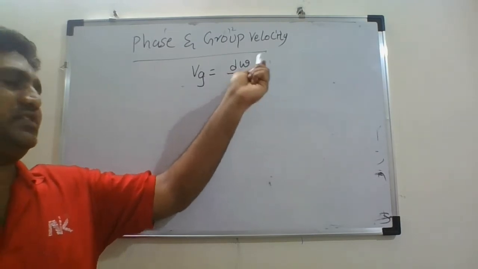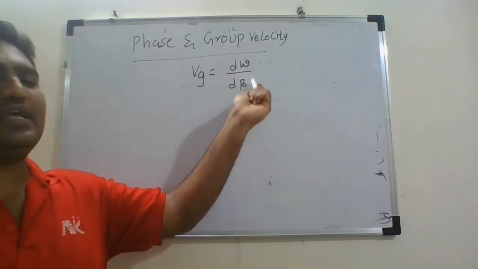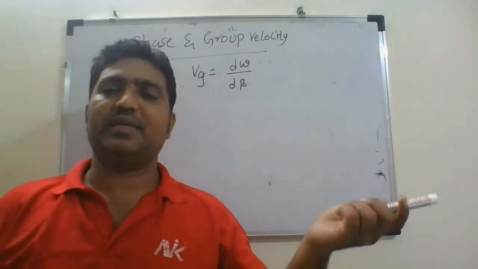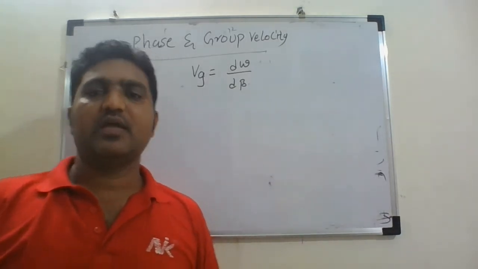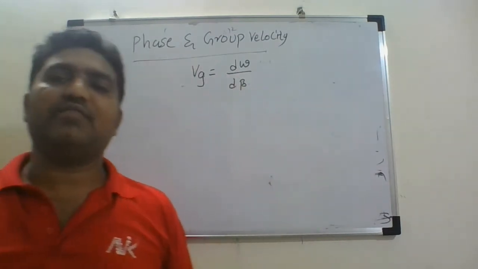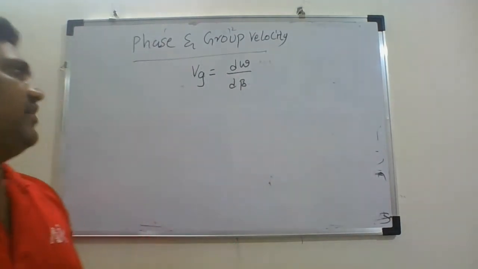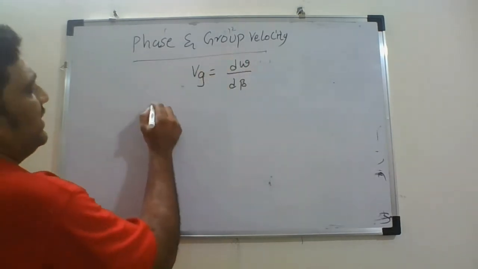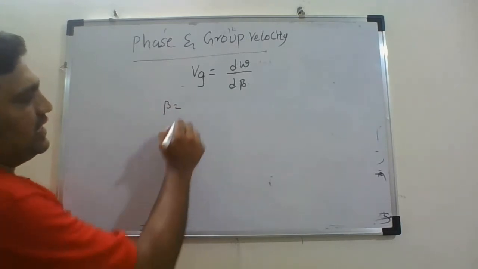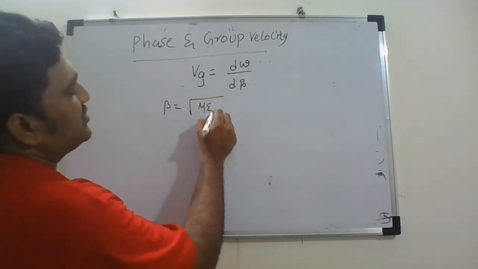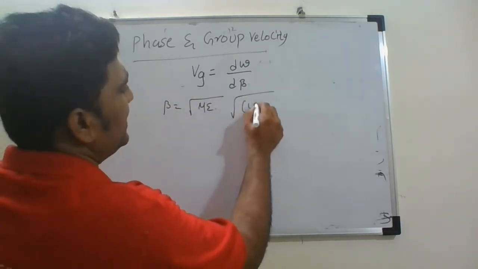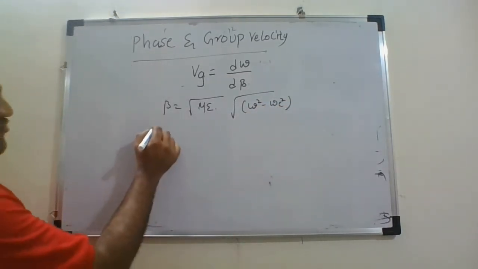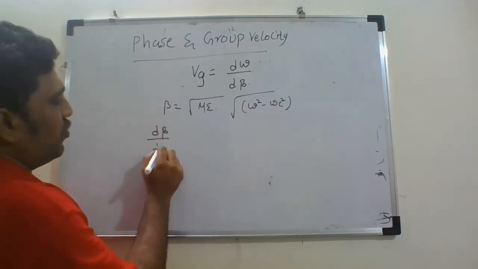If beta is a linear function of omega, then group velocity will be approximately the same as phase velocity. If not, then group velocity will be different. Let us derive the expression for group velocity. Because we don't know d omega by d beta, let us take beta first. Beta is equal to root of mu epsilon into root of omega square minus omega c square. Now I'll differentiate this beta with respect to omega.